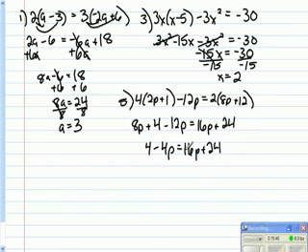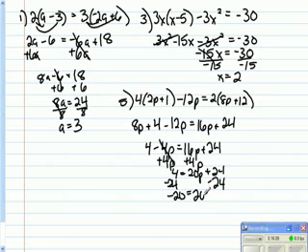Okay. I can't do anything on this side, and I can't do anything on this side, so I can start bringing things across. I'm going to add 4p to get all my p's together. So I have 4 equals 20p plus 24. Subtract 24 to get all my numbers on the other side. Get negative 20 equals 20p. Divide by 20 to get my p by itself. Negative 20 divided by 20 is negative 1.